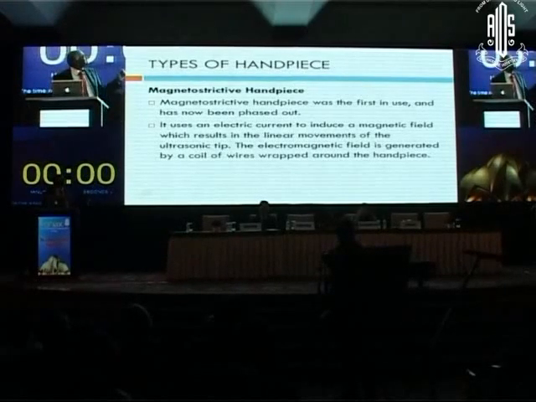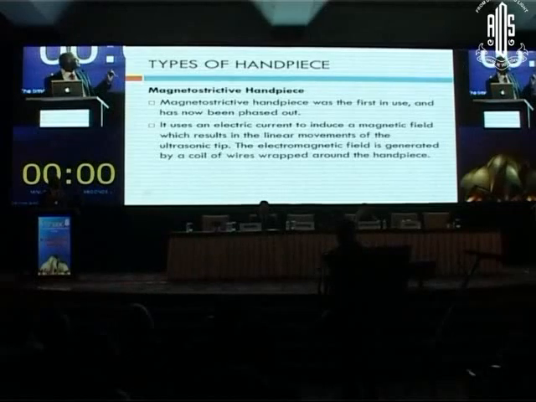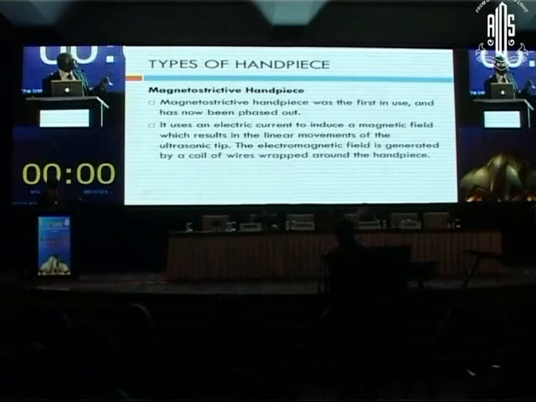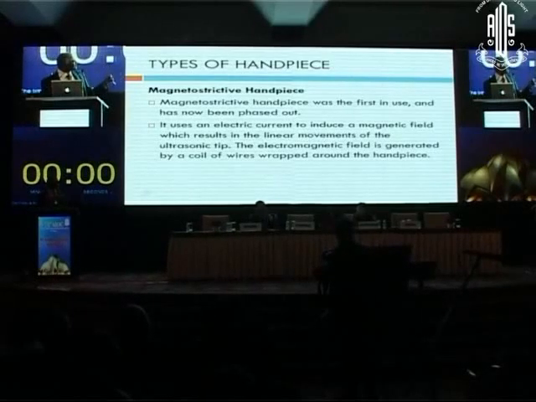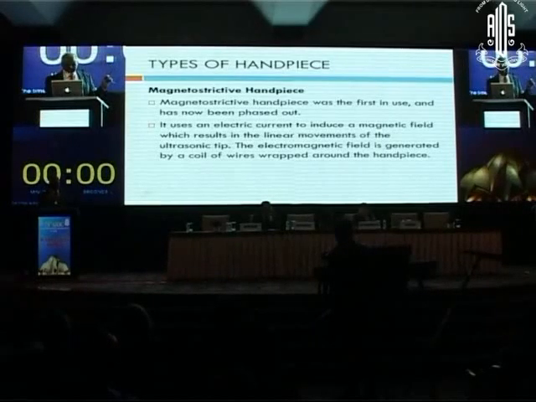Now this handpiece, a magnetostrictive handpiece, was used before. It was the first to be used and has now been phased out. It uses an electric current to induce a magnetic field, which results in the linear movement of the ultrasonic tip. The electromagnetic field is generated by a coil of wire wrapped around the handpiece. But now it is no longer used.